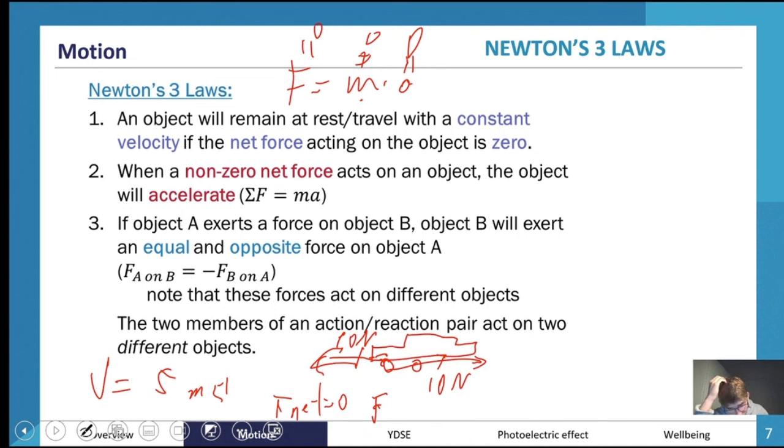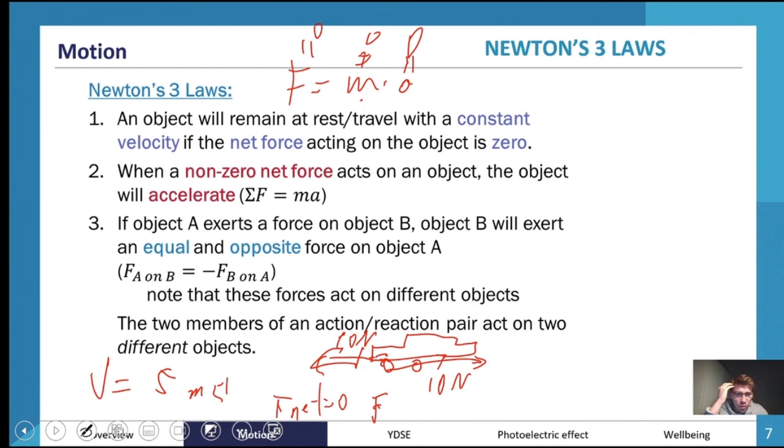Now, again, this is the scenario where the forces cancel each other out. But it doesn't mean the object is not moving. The object is still moving. It's just that the forces have canceled out. So this is where most students misinterpret Newton's first law. They assume that if an object is at rest, then that's the only case when the force is equal to zero. And if an object is moving, then the force has to be greater than zero.